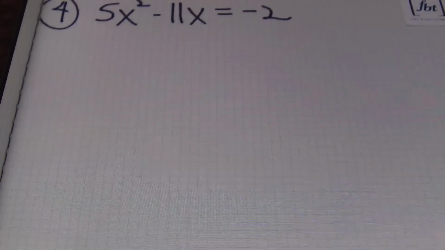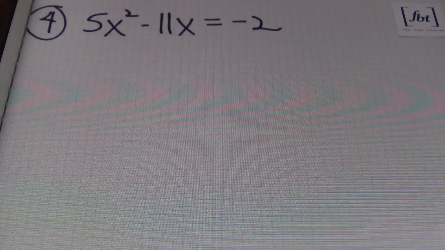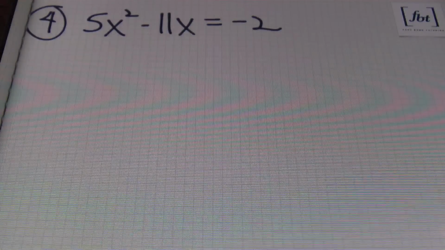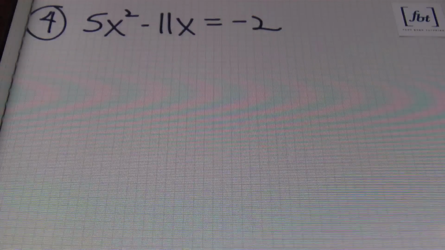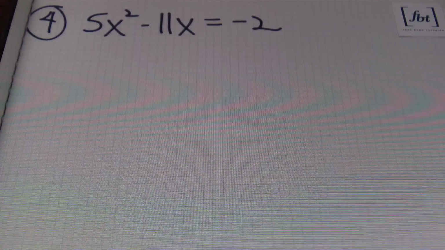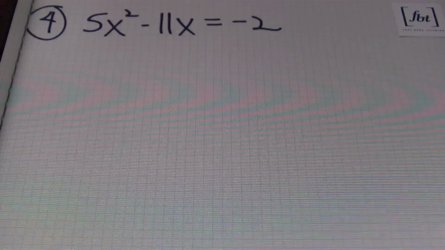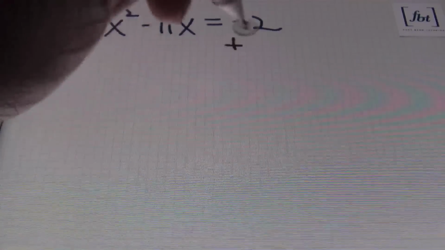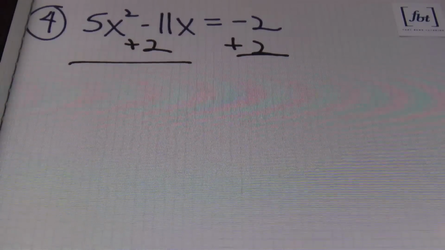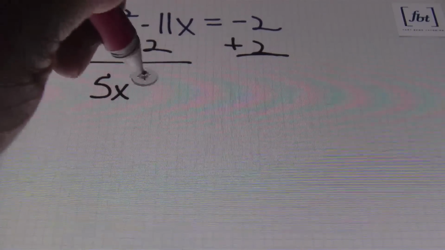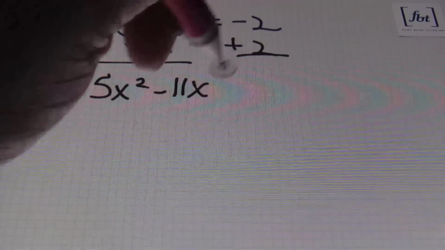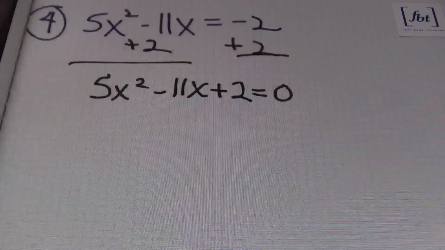Problem number 4. In problem number 4, we have 5x squared minus 11x equals -2. What I want to do in this problem is first make sure that the entire equation is set equal to 0, and right now it's not. So I'm going to add 2 to both sides of the equal sign and rewrite this equation. I'll be rewriting this as 5x squared minus 11x plus 2 equals 0.